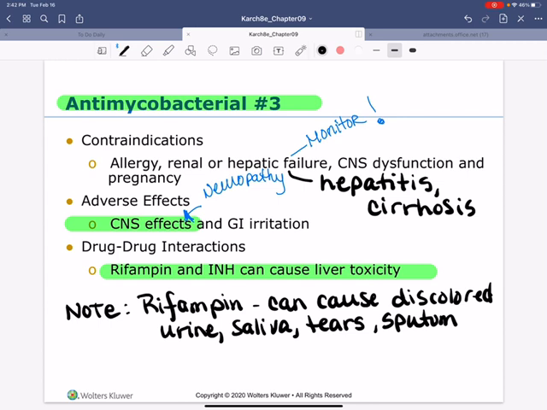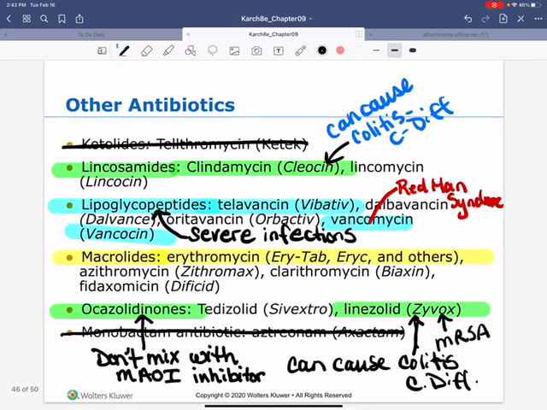Here are some other antibiotics. This is the last slide. These are things to pay attention to. Clindamycin is given for more severe infections. But remember, this one's notorious for causing Clostridium difficile, just like the sulfonamides, though not as much as clindamycin. That's just notorious for C. diff.